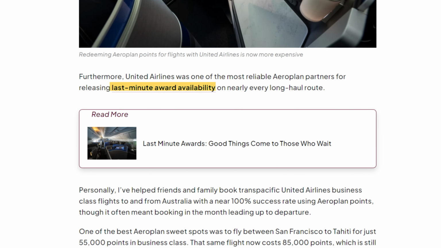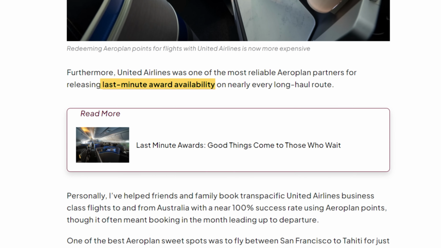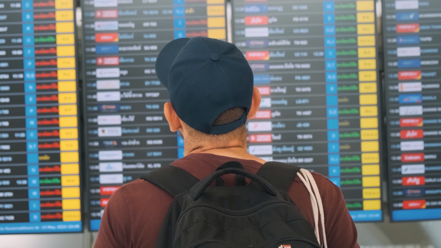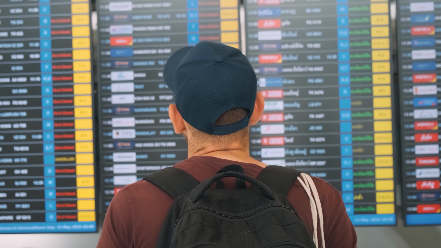Now, another reason why I think this is such a big deal is that United Airlines is one of the most reliable Aeroplan partners to release last-minute award availability on nearly all of its long-haul routes. And so, I knew with almost 100% certainty that I'd be able to book a United Airlines flight at the last minute to almost anywhere in the world at a fixed price, even in business class. And now that these changes have taken effect and United Airlines flights now use dynamic pricing when booked with Aeroplan points, it looks like the cost for these same flights has gone up nearly across the board.